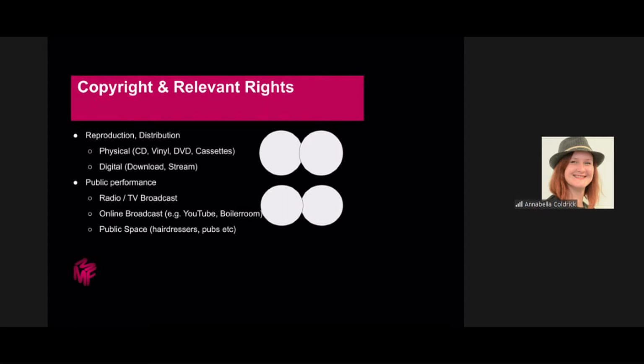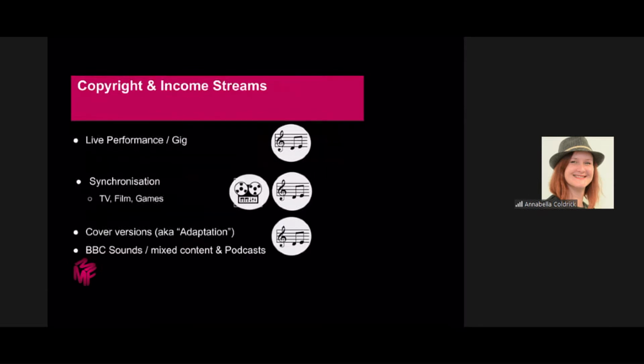So in reproduction and distribution, we have a physical CD, a vinyl, a DVD, a cassette, but also a download and stream. There is the recording, as amplified by this little tape recorder, and a song. In public performance, so when you have radio or TV broadcasts, online broadcasts such as YouTube or Boiler Room, or say a public space like a hairdresser's or a pub, whether via radio or through music they're playing in public spaces, there is also a recording and a song copyright.